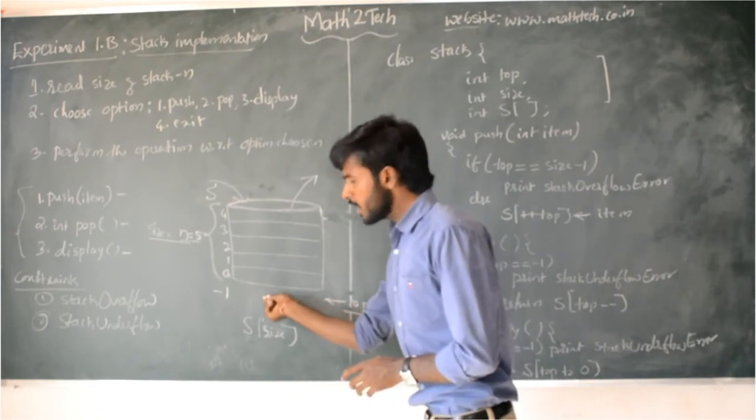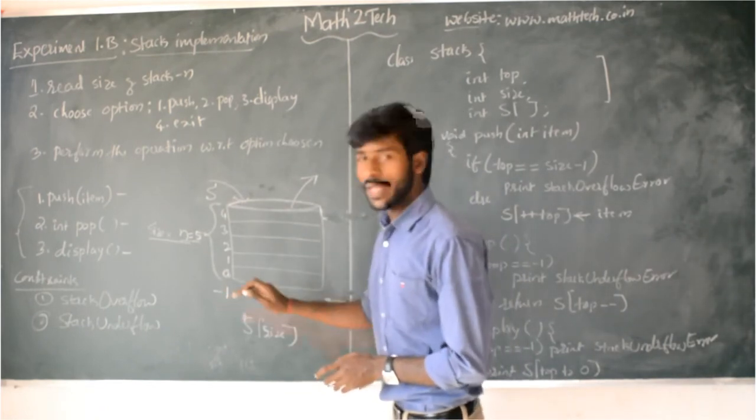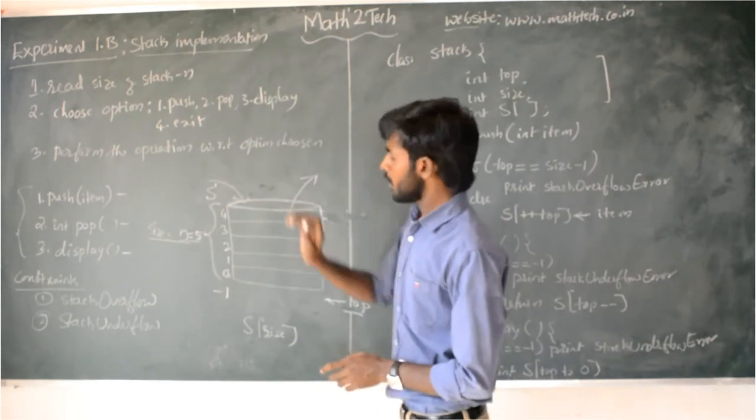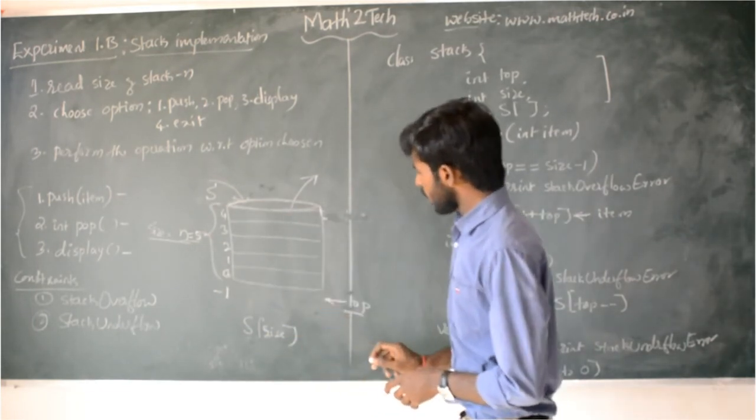So can I insert over here? No. Array is not provided at -1 index. It has to start from 0 to n-1. I have to insert here. So then what do you have to do?